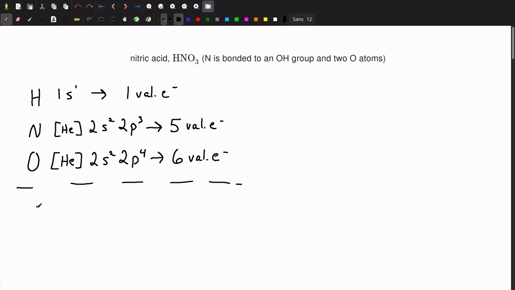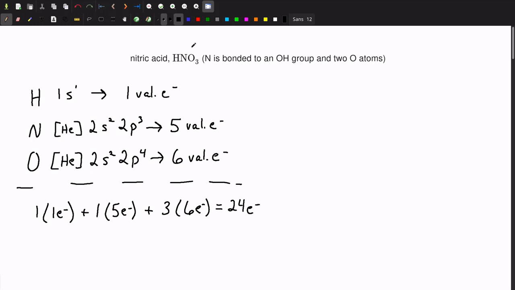If we get our bank, we have 1 hydrogen giving us 1 electron, plus 1 nitrogen giving us 5 electrons, plus 3 oxygens giving us 6 electrons each, for a total of 24 electrons.